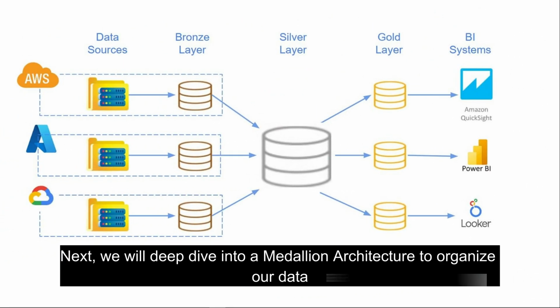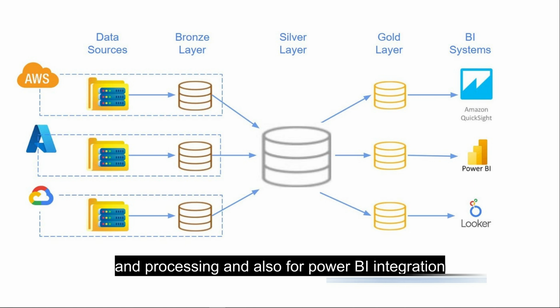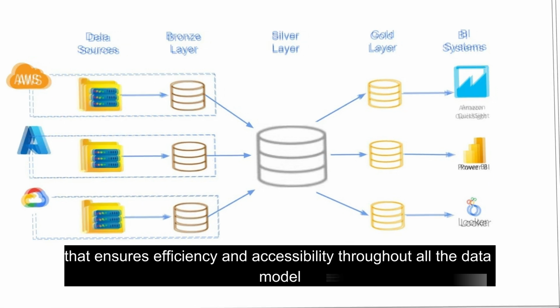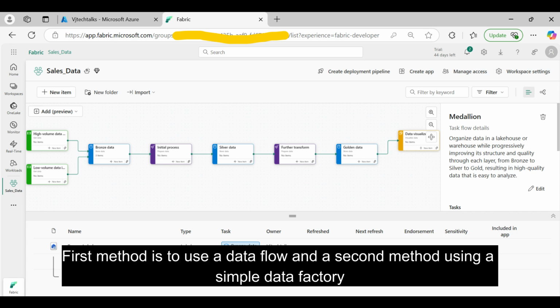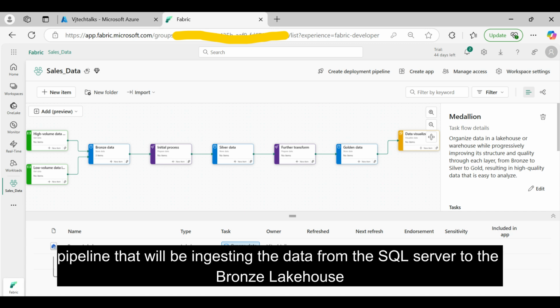Next, we will deep dive into a medallion architecture to organize our data. We will follow this architecture for data integration and processing, and also for Power BI integration that ensures efficiency and accessibility throughout all the data model. We are going to see how we can ingest data from SQL Server using two methods. The first method is to use a data flow, and the second method is using a simple Data Factory pipeline that will be ingesting the data from the SQL Server to the Bronze Lakehouse.